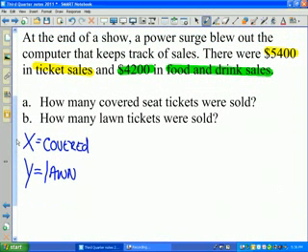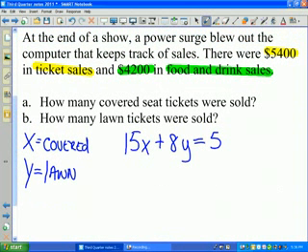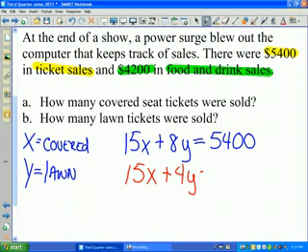The first equation, let's say we'll deal with the ticket sales. We have $15 is the cost for the covered seats, then $8 for the lawn, and they had a total ticket sales of $5,400. The other one is going to deal with food and drink. Remember, the average for the covered seats was 15, so that'd be 15x, and for the lawn was 4, and they got a total of $4,200.